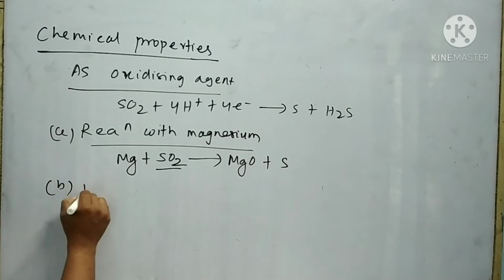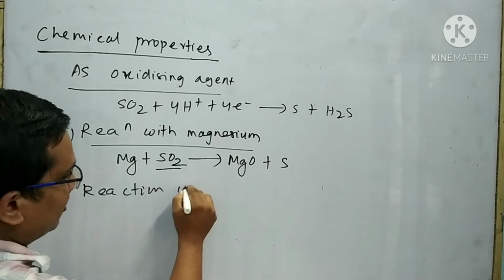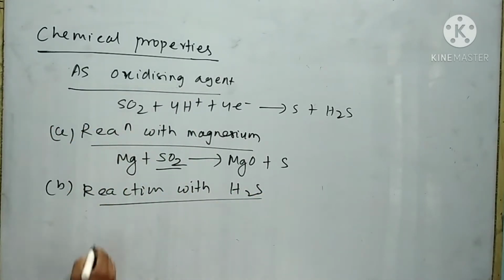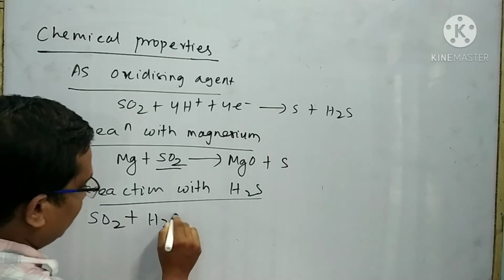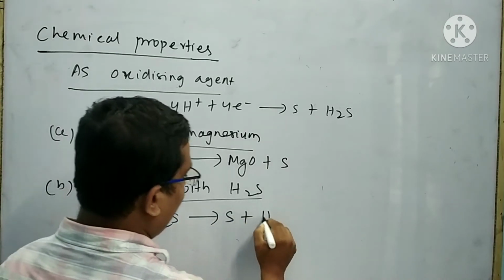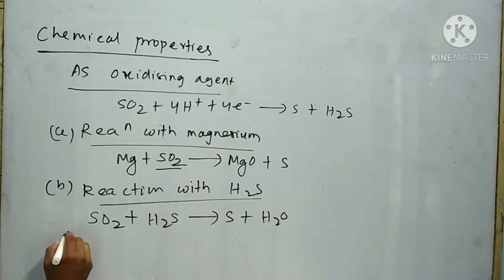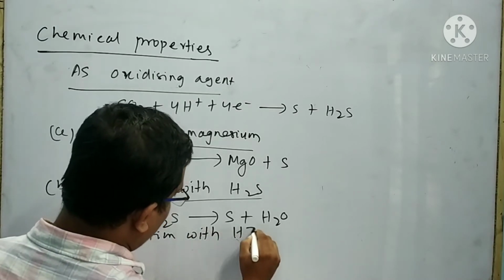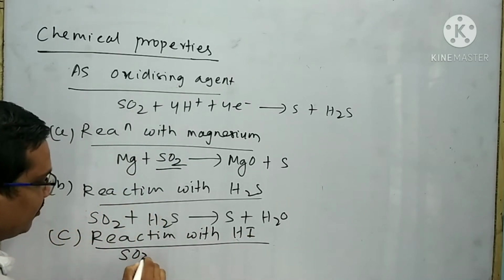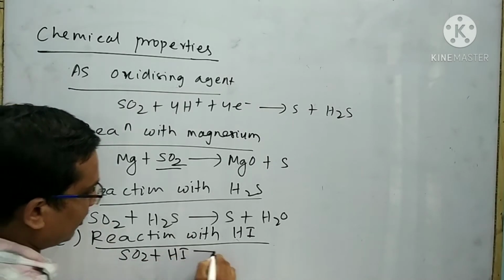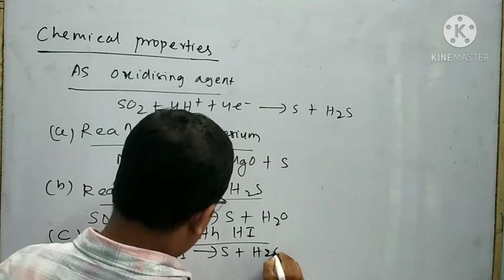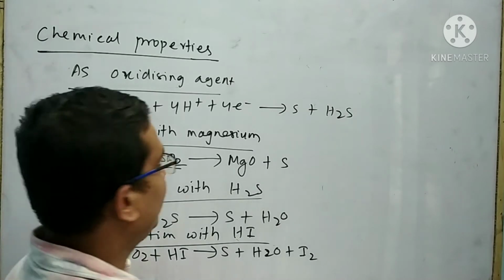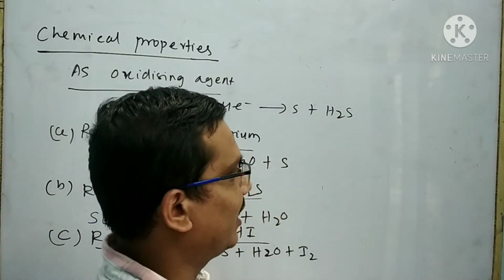Next reaction is reaction with the hydrogen sulfide. When sulfur dioxide reacts with the hydrogen sulfide, then sulfur and water are formed. Next reaction is reaction with the HI. When sulfur dioxide is subjected to reaction with the HI, then sulfur and water and iodine are formed. These are the reactions in which sulfur dioxide acts as a good oxidizing agent.